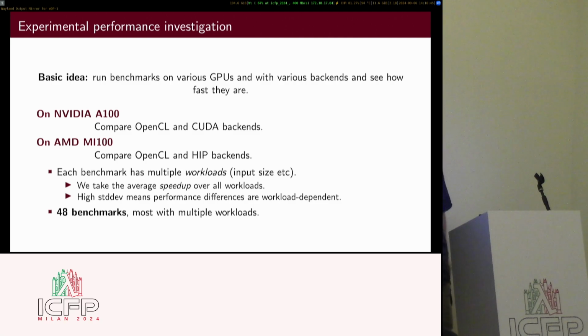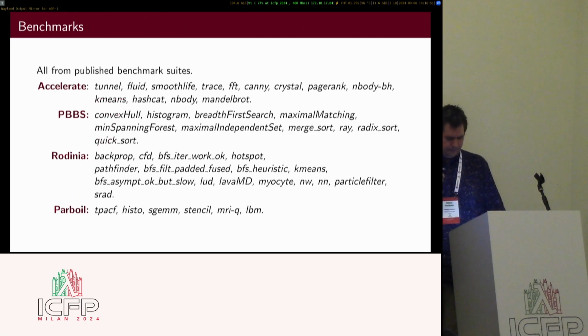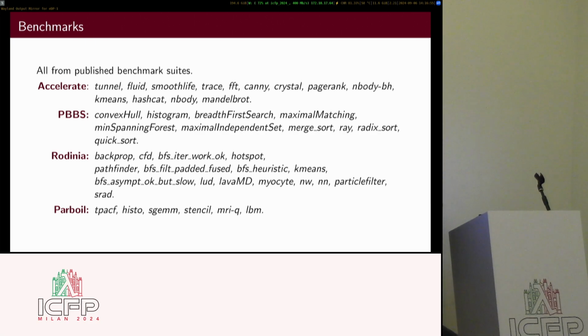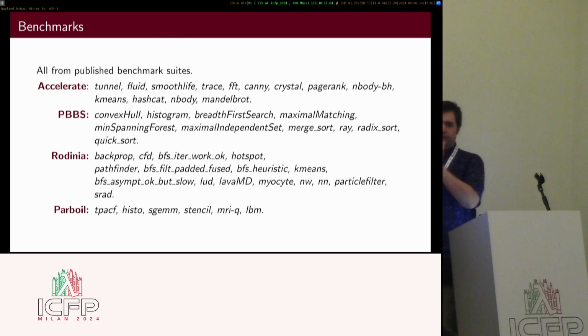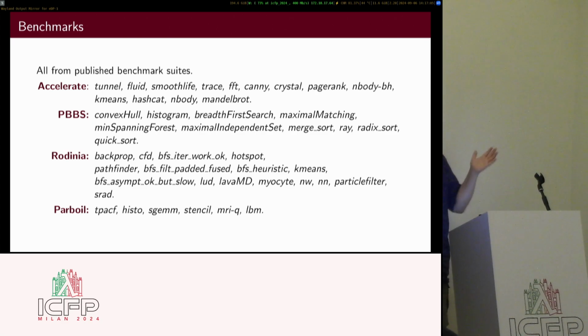But writing 48 Futhark programs, or asking your students to write 48 Futhark programs, that is more achievable. Okay, so these are the benchmarks. They are all from published benchmark suites. Originally, one of them is written in Accelerate, the others are usually handwritten CUDA and OpenCL programs. And I will say that the Futhark performance is pretty close to the original performance. In some cases better, in some cases worse. So these are not pathologically bad programs. They're programs that behave as well as you would hope.